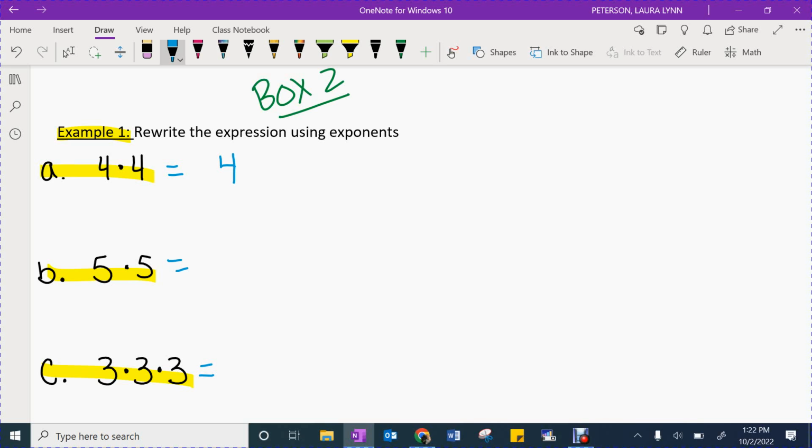To figure out my exponent, or extra small number in the corner, I figure out how many times 4 repeats. So I just count up how many times it repeated. 1, 2. So 2 is our exponent. Now we do write the 2 a little bit smaller, and we write it in the top right corner of the number. This is our answer. We can read this as 4 squared, or 4 to the second power. Means the same thing, but this is now an exponential expression.